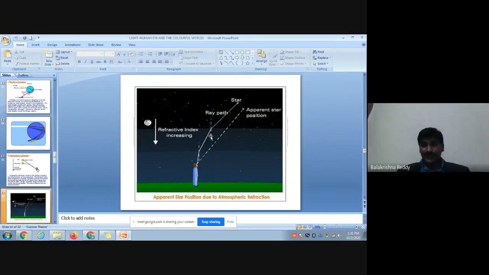Here you can see very clearly. This is the position of the star, and when the refractive index is increasing, it means the light is entering the denser medium from the rarer medium. So this is a star, and whenever the light enters, it bends. In the bending direction, if you draw a line, the star is supposed to appear here. Here in terms of distance, they have shown the diagram.